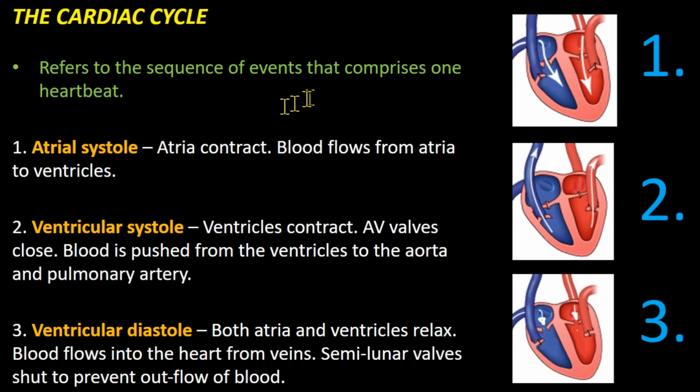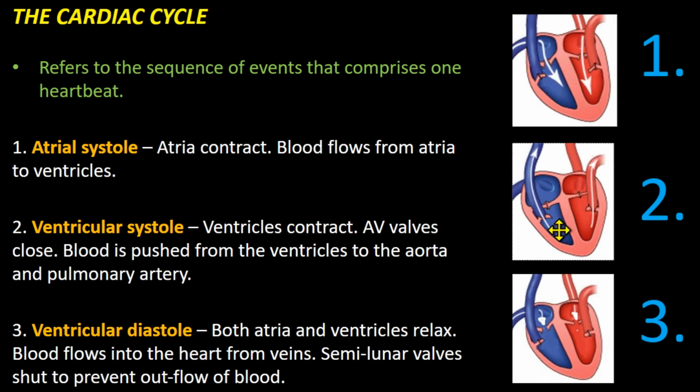This occurs in 3 stages: atrial systole, ventricular systole, and ventricular diastole. So first, let's start with atrial systole. Remember, the S in systole is kind of like squeeze. What happens here is that the atria contract, these are the upper chambers, and blood will flow from the atria to the ventricles, the lower chambers.